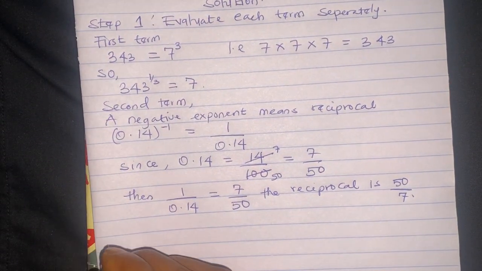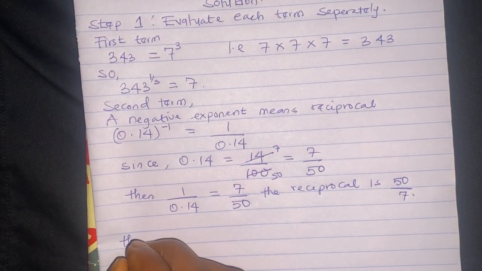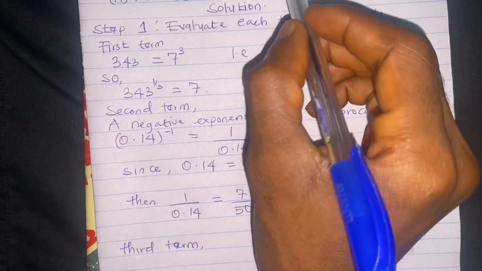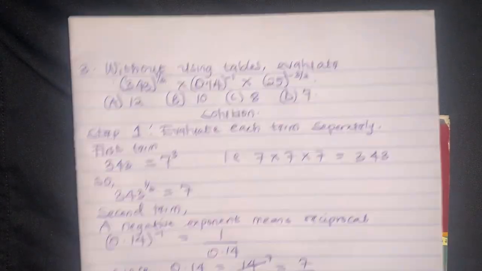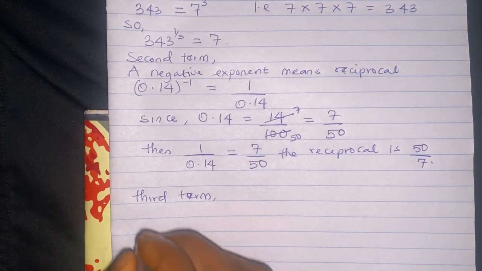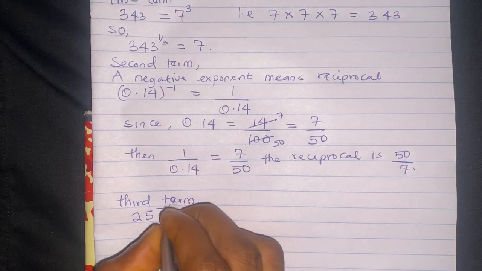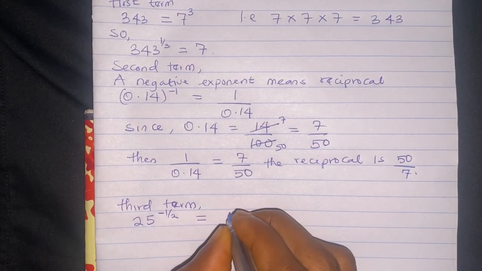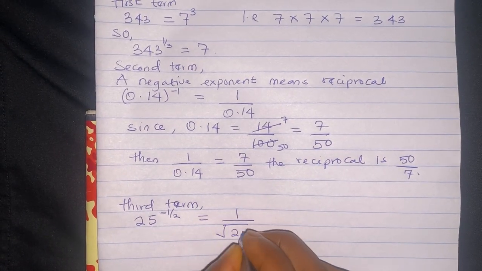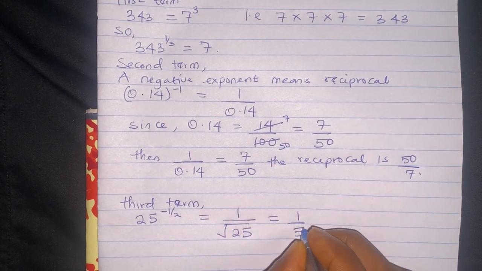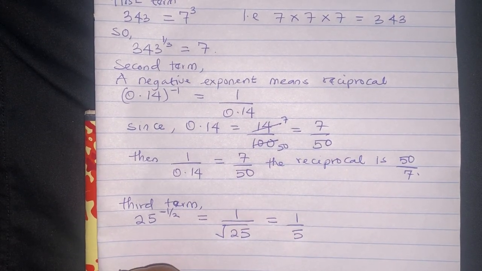The third term, let's move on to the third term. Don't forget, we need to evaluate each of them separately. For the third term, we have 25 raised to the power -3/2. It will give us 1 all over 25 raised to the power 3/2, which is the square root of 25 cubed. We know that the square root of 25 is 5, so we have 1 all over 5 cubed.